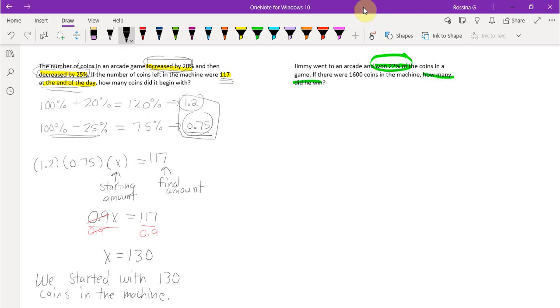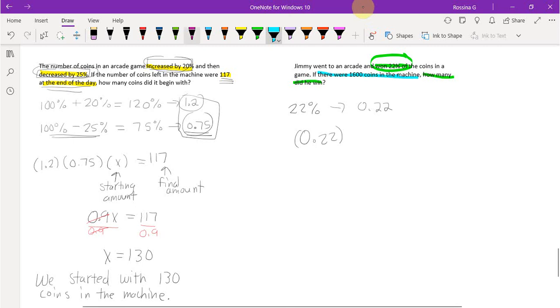You simply take your 22%, or whatever percent it is. It could say, I won 50% of the coins. I won 80% of the coins. In this case, it's 22%. We simply change that to a decimal, and then we multiply. What's the same here is we do multiply by the starting amount again. What's our starting amount? If there were 1,600 coins in the machine, we know that's what the machine started with. So here we do know. And remember, X is our final amount.